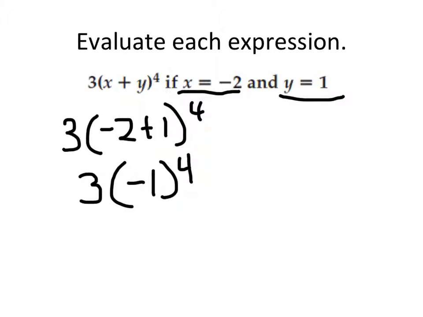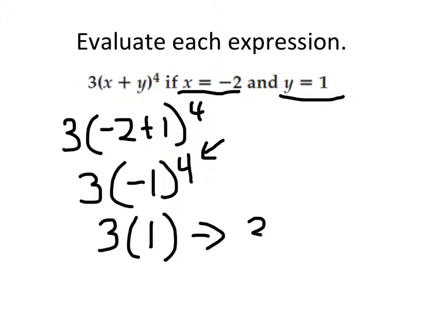A quick little shortcut here is that if you have an even exponent like 4, that just tells me the negative inside changes to a positive, and 1 to the 4th power is 1. We still keep the parenthesis because the 3 is on the outside, and our final result is 3.